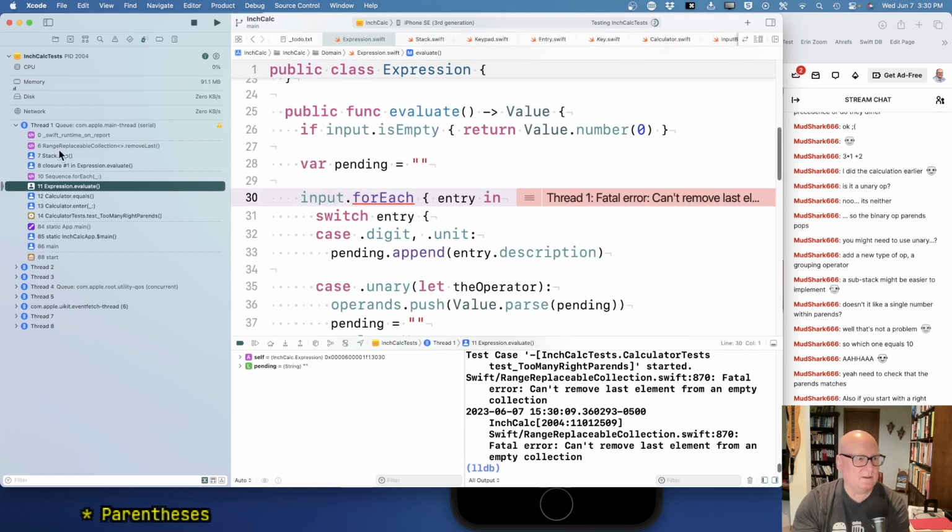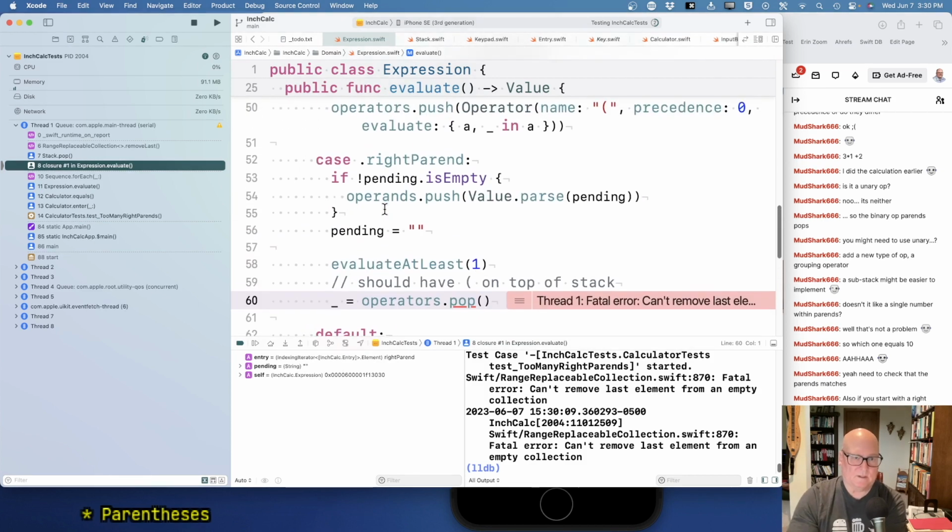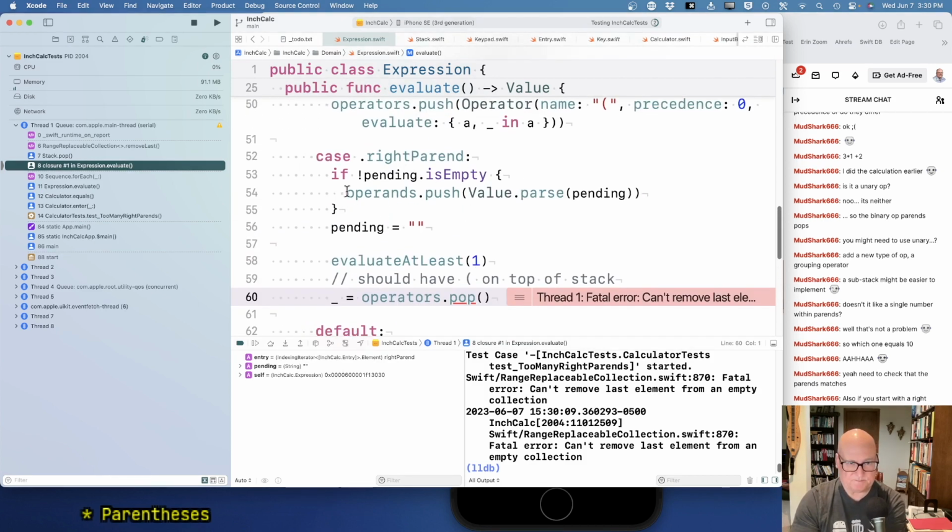And evaluate. Right. So right paren says, I assume you're going to have, I'm going to evaluate everything up to the left parenthesis, and then it just hard codes a pop. All right, so that'll give us a place to start on Monday. We'll just have to make sure that the stack is not empty, and what you pop better be a left parenthesis, or there's a problem.